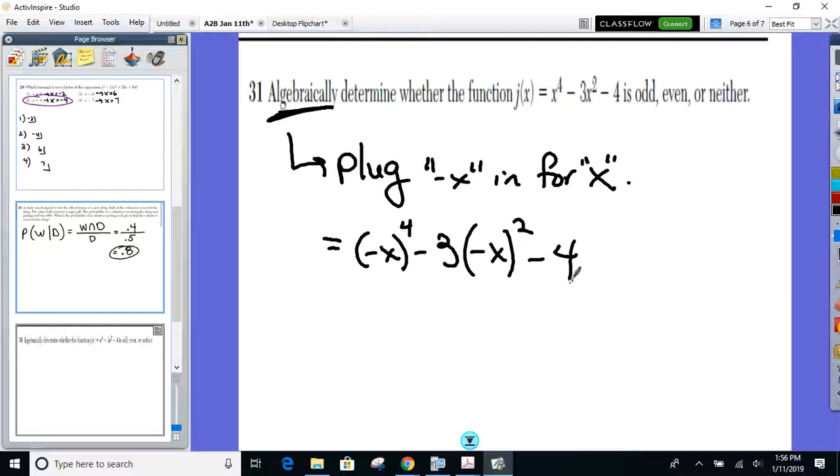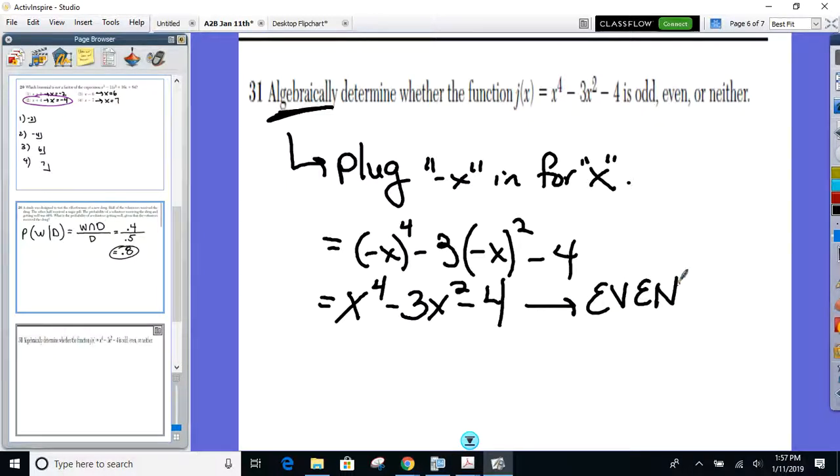Okay, watch what happens. Anybody know what's going to happen here when you raise a negative to the fourth? Negative times a negative times a negative times a negative. Positive x to the fourth. What's going to happen right here? Negative x squared. Positive x squared, right? So minus 3x squared minus 4. What happened? It's the same as the original. If that happens, we say the function is even. It's an even function.